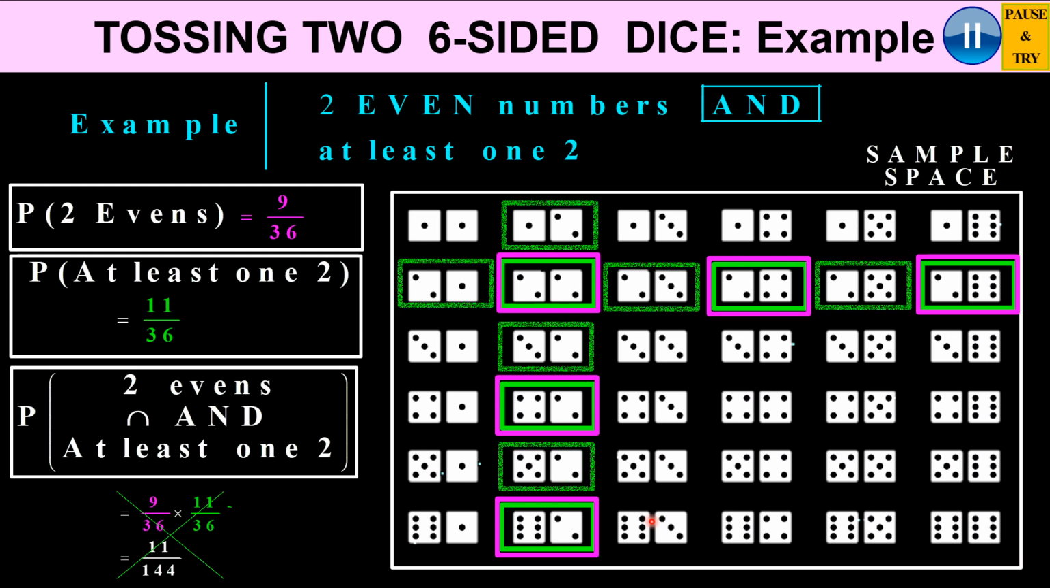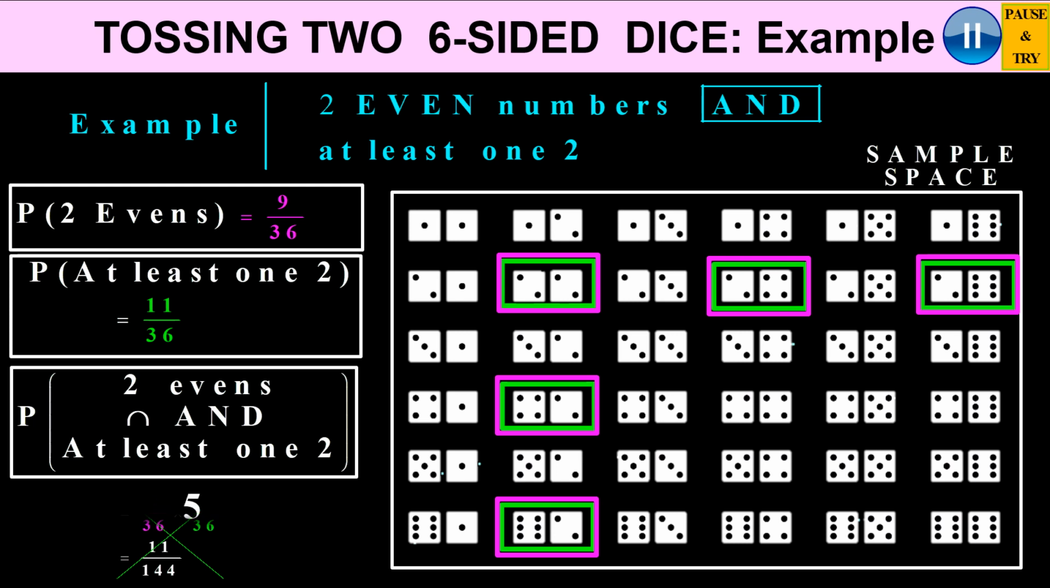So we actually have to remove those ones that don't satisfy this requirement of 2 evens. And now if we count them, how many are there? That's correct. It's going to be 5. So the probability of getting 2 evens and at least 1 two is 5 over 36.